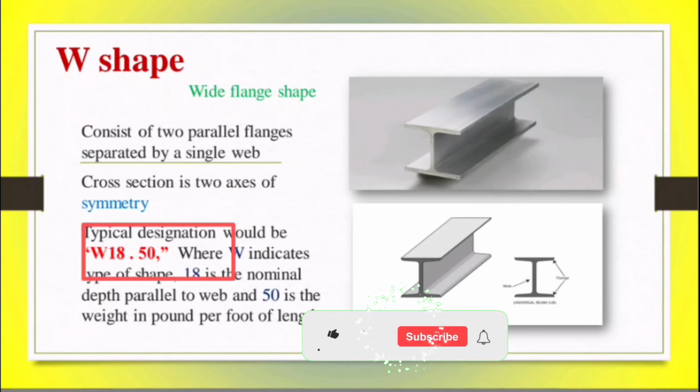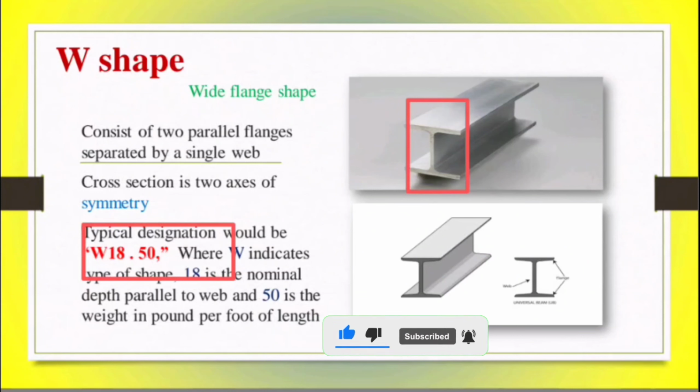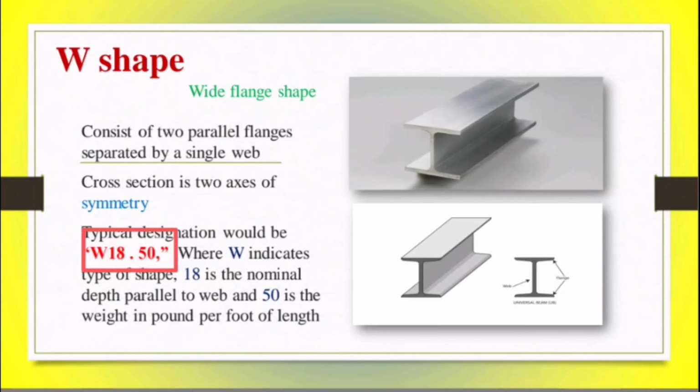So remember this. This has 2-axis symmetry, and consists of two flanges separated by a single web. Its designation can be, for example, W18x50. This value could be changed, but for example we can take W18x50. The second number, 50, represents the weight in pounds per foot of length.